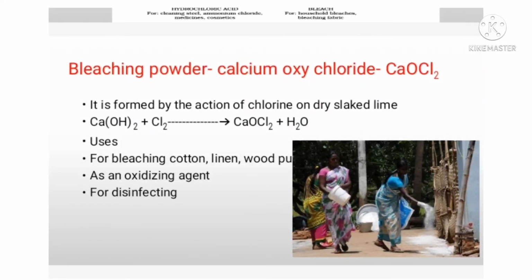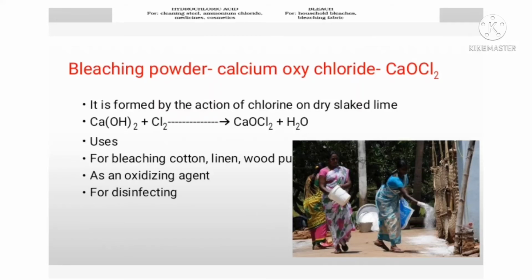Now we are going to discuss bleaching powder, the production of bleaching powder. Bleaching powder plays an important role in our day-to-day life. It is used for disinfecting drinking water supply. And do you know what bleaching powder is chemically? Bleaching powder is calcium oxychloride, and its chemical formula is CaOCl2.